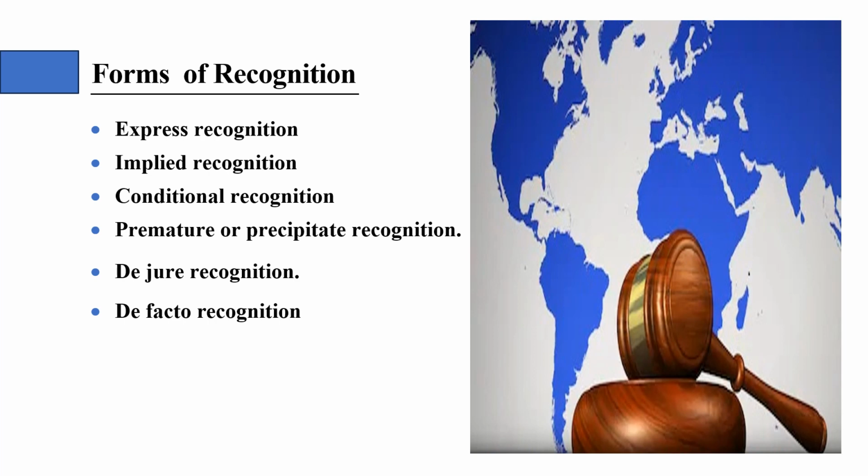De facto recognition is based on the facts. It is not a strong type of recognition and it can be withdrawn. Under this recognition, a state cannot make claims. Whereas de jure recognition is based on rights and sovereignty. It is a strong type of recognition and it cannot be withdrawn. Under de jure recognition, a state can make claims.